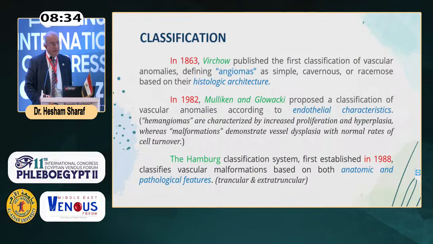Classification. In 1863, Virchow published the first classification of vascular anomalies, defining angioma as simple or cavernous. In 1982, Mulliken and Glowacki proposed the classification of vascular anomalies according to endothelial characteristics, that is, hemangioma and non-hemangioma. The Hamburg classification system, first established in 1988, classified vascular malformations based on anatomic and pathologic features, that is, truncular and extratruncular.